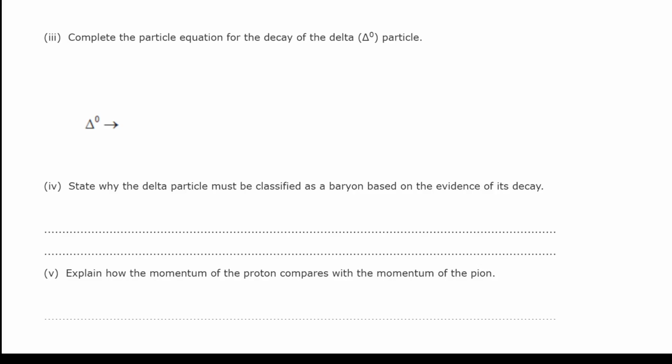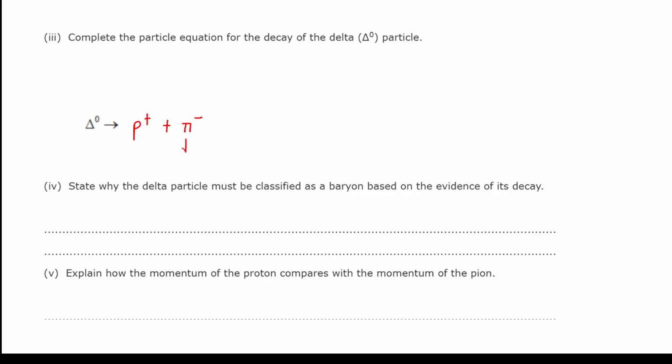Complete the particle. Okay, I've done that, but you can just try and do that again. Now we can include the charges: plus, pi negative. Why the delta particle must be classified as a baryon based on the evidence of the decay.